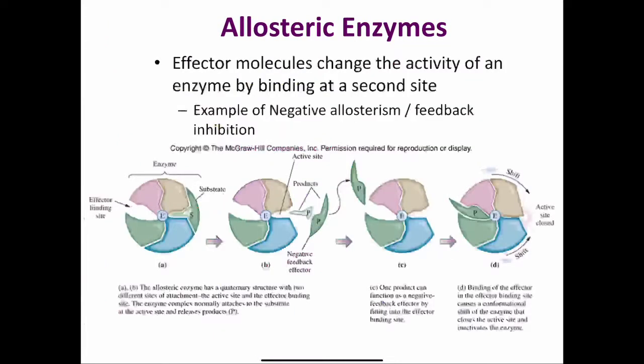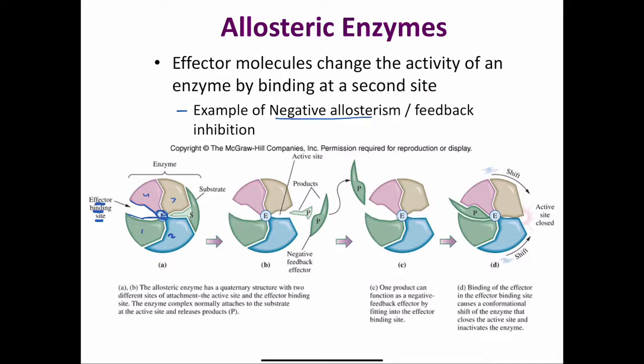This is the example of negative allosterism that's shown in our textbook. It says here that effector molecules change the activity of an enzyme by binding at a second site. So again, this example that's shown on this slide is a specific example of negative allosterism. So here's the effector binding site. You can see it's got a certain shape to that pocket. And then we have our enzyme, which is made up of several protein chains, and there are different colors here, 1, 2, 3, 4. And then we have the substrate, which is bound to the enzyme.